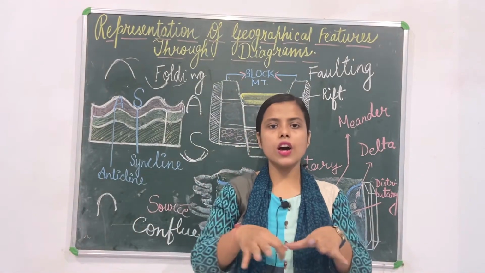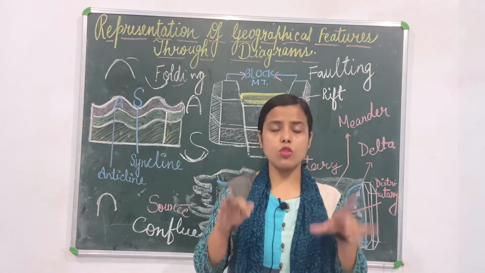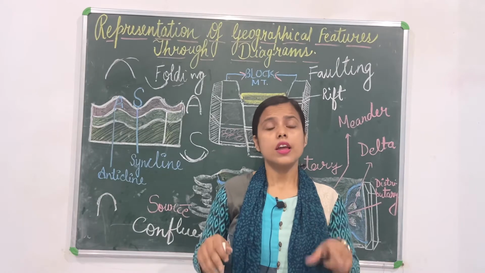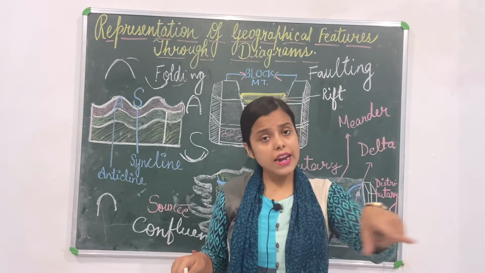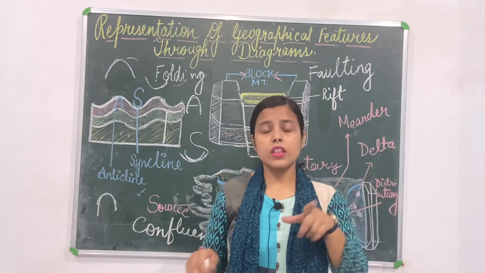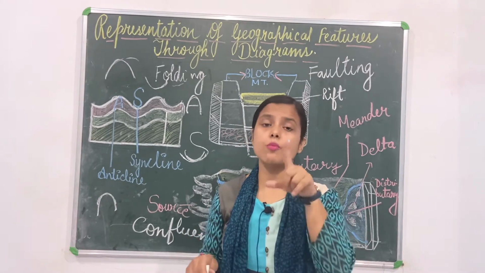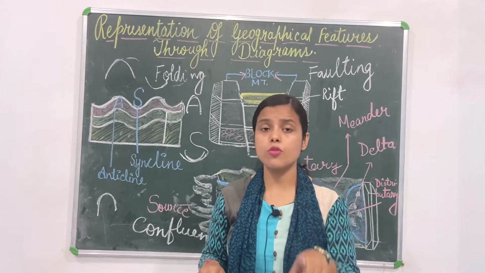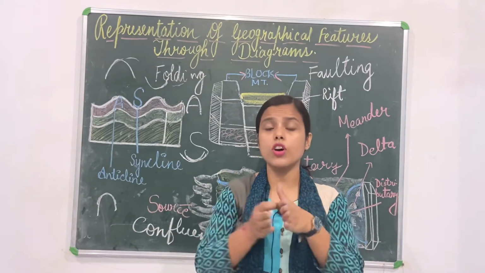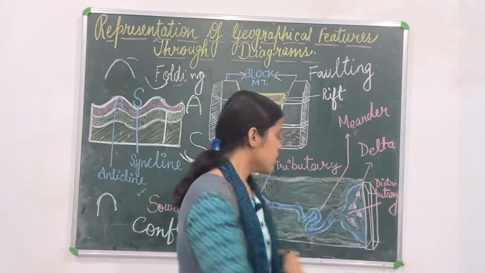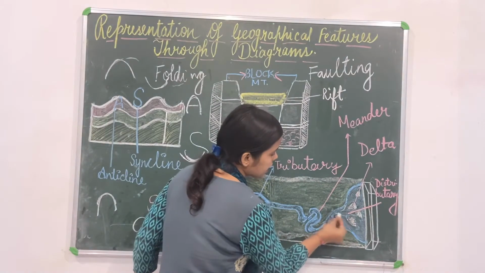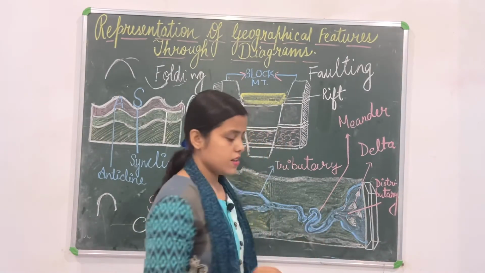Now, when the river reaches down during the lowland area, it divides. What happened? The river divides. When the river does not pour its water into the main river, it divides and goes another way. When the river divides into different channels, it is known as distributary. D for distribute, so it divides, distributes. So see here, river is dividing into different channels.